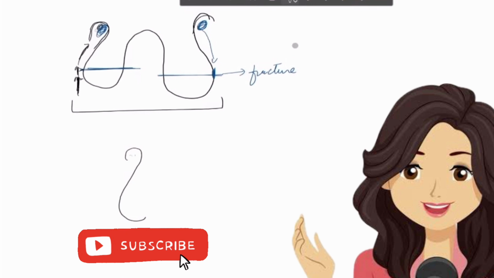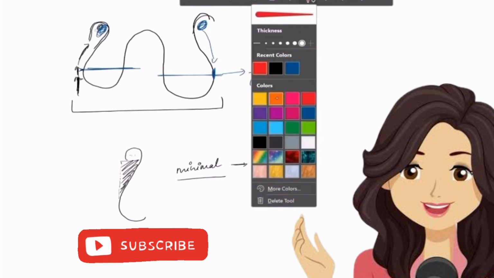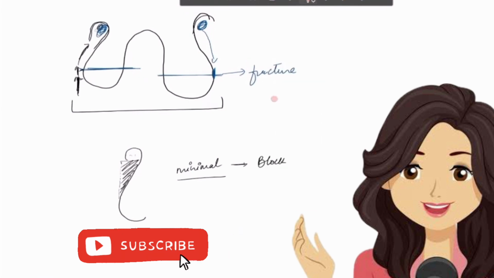Right. So if I extend the curvature superiorly, this is the amount of undercut that I'm negotiating. Supposedly my undercut is very minimal. When I have minimal undercut, what I can do is block some part, not everything. You should not block everything. You can block some part of it.